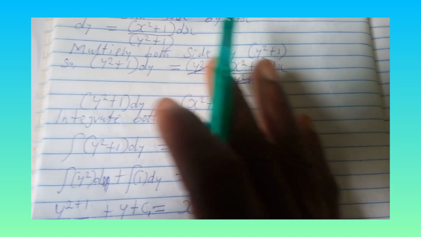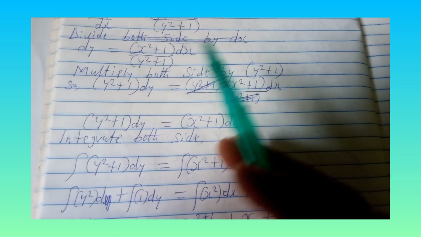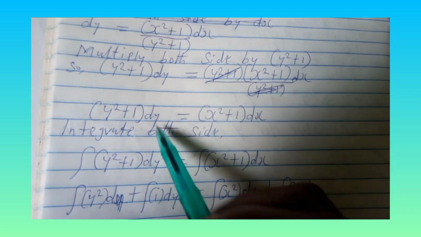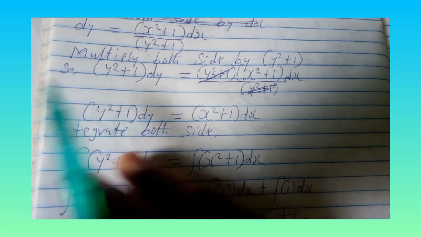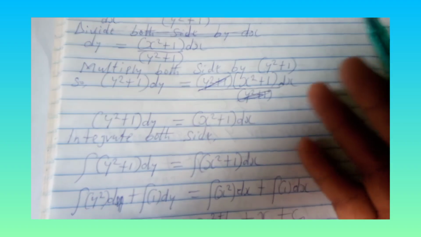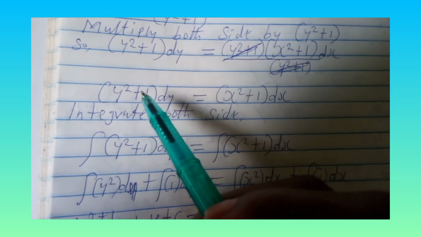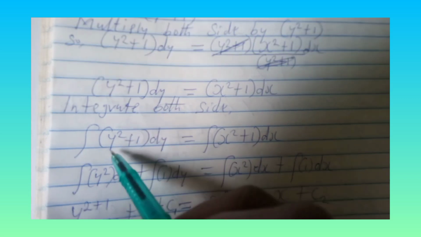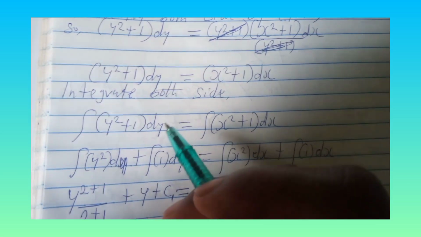So we have now already separated both variables, on the left hand side and on the right hand side. Now what we are going to do is to integrate both sides, because now they are in their right parameter. Y is on the left hand side and x is on the right hand side. So now you need to integrate both sides with respect to their right parameter. So we have y square plus 1, we integrate with respect to dy. So when you integrate this with respect to dy, you know that y square plus 1 is the same thing as what?